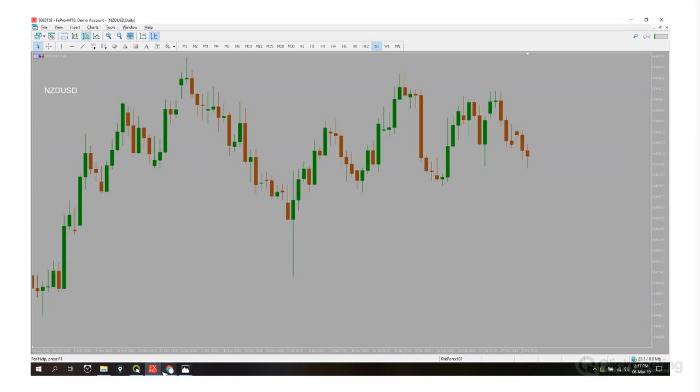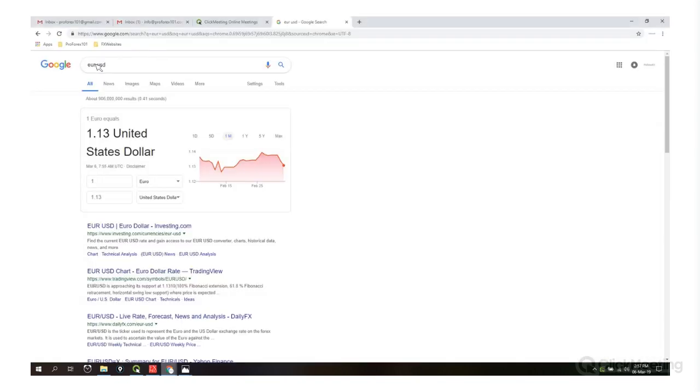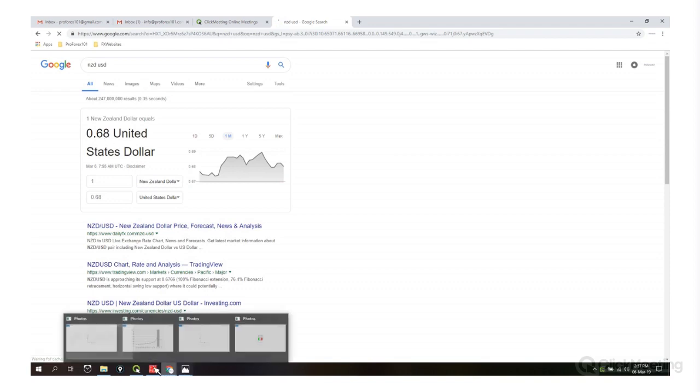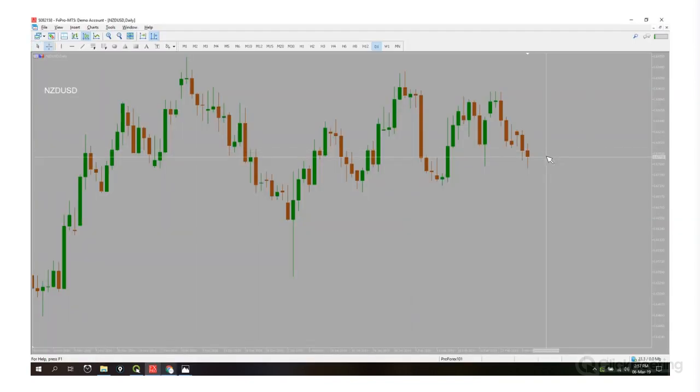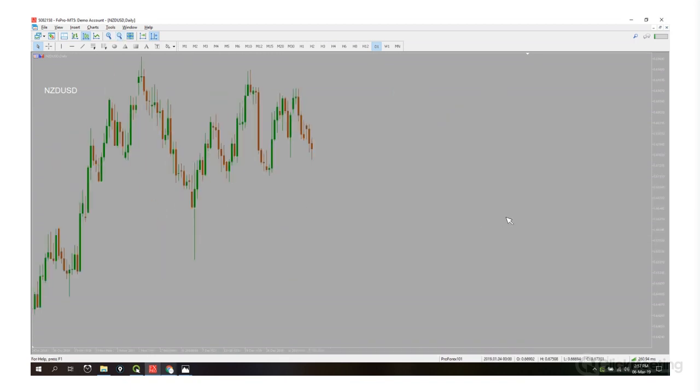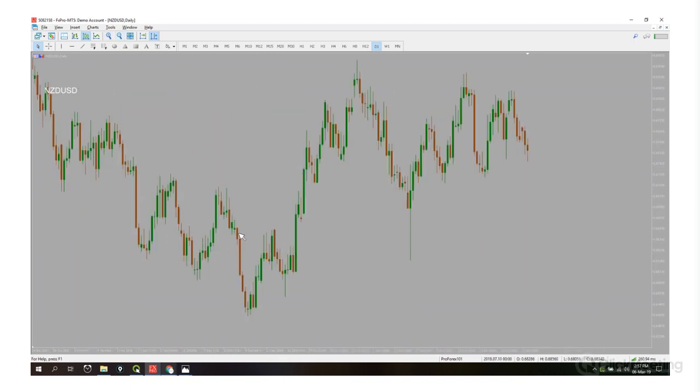We can confirm that on Google. NZD will be 0.68, so it's rounded up. Right now the price is at 0.67742. That's how we read the charts, and don't get scared just by looking at a candlestick chart or whatever chart you're looking at. It's nothing but a graph, and we're just using past data to predict where the market is going to go next.